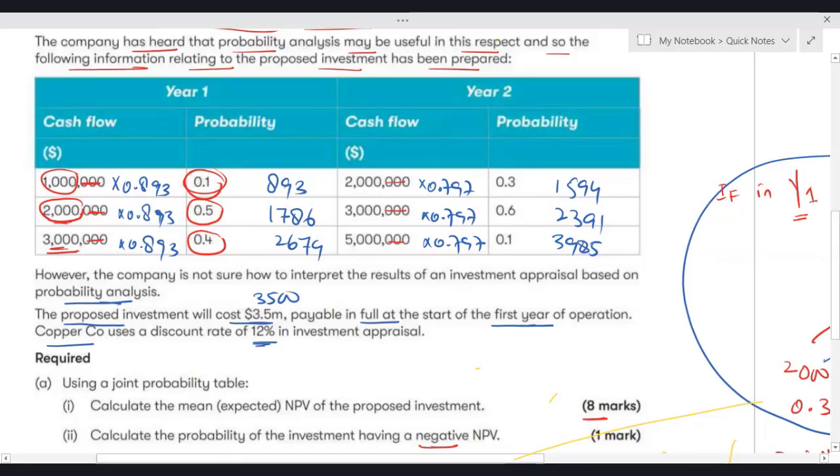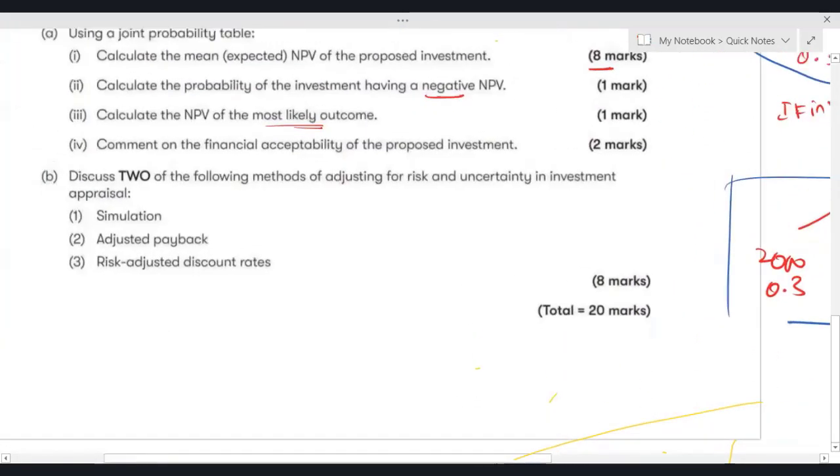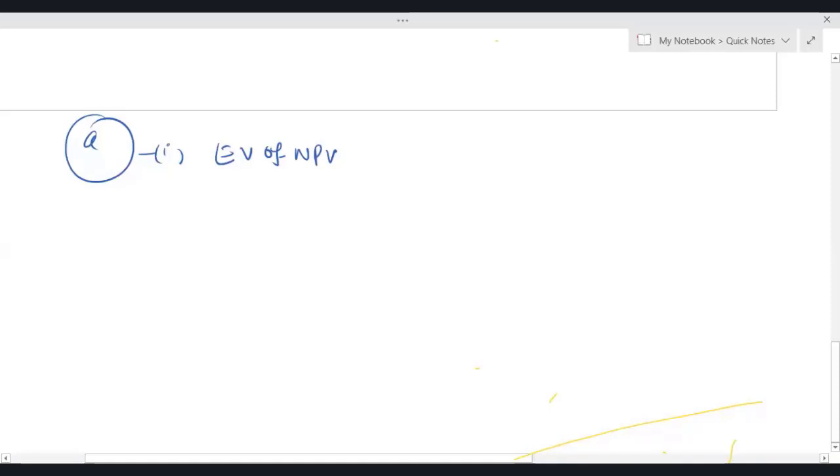while answering, how you will formulate this, that is very important. At least one thing should be clear to everyone, that is, in the second year altogether, there will be 9 outcomes. Now, how we are going to calculate expected value of NPV, let me tell you. Expected value of NPV. Look at this. I'm just ignoring 3 zeros for the sake of simplicity.